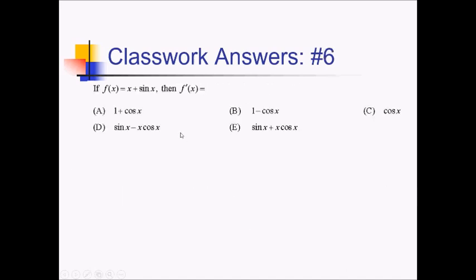On this problem, we're trying to take the derivative of x plus sine of x. This is pretty straightforward, left to right kind of deal. Derivative of x is 1. Derivative of sine of x is cosine of x. Put them together, and you've got answer choice A.